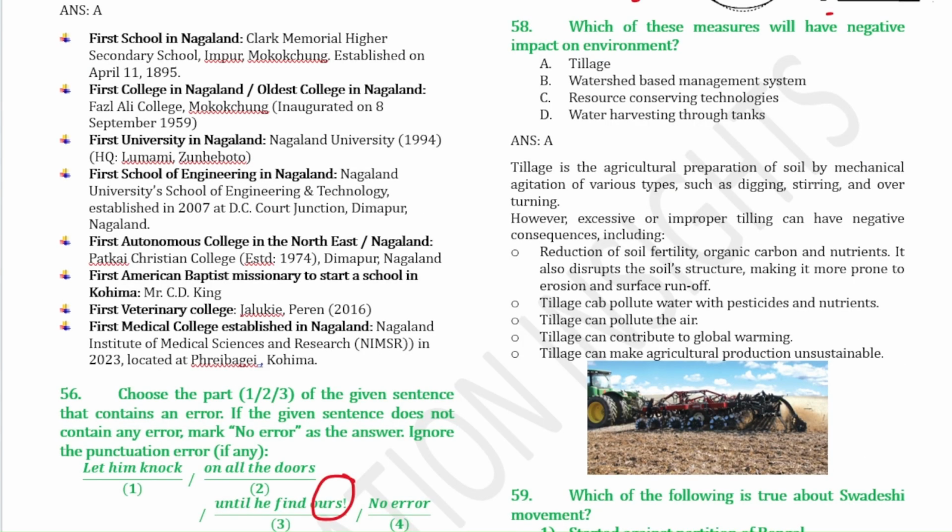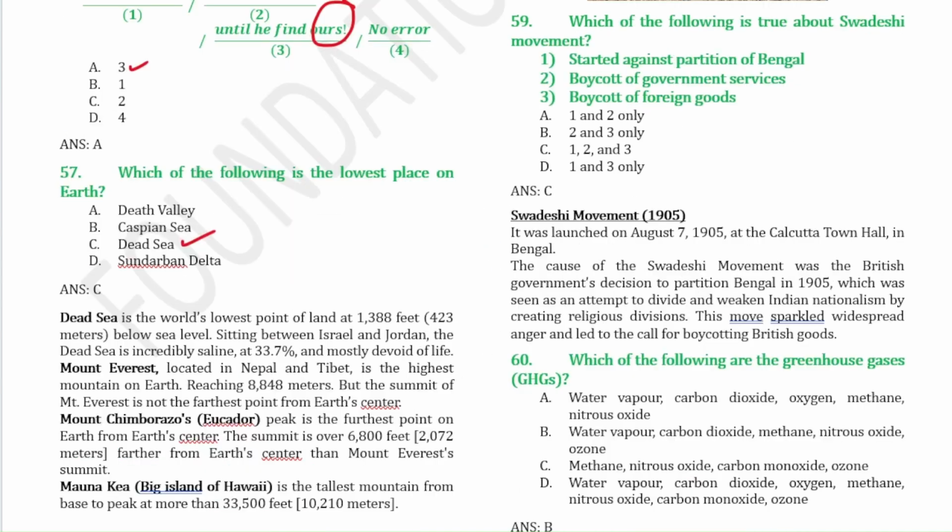Question number 58. Which of these measures will have negative impact on environment? So of course tillage will have the negative impact on environment. So you can go through the points here. Question number 59. Which of the following is true about Swadeshi movement? So all the above points are true for Swadeshi movement. So you have to remember the year, that is 1905. This year is important.